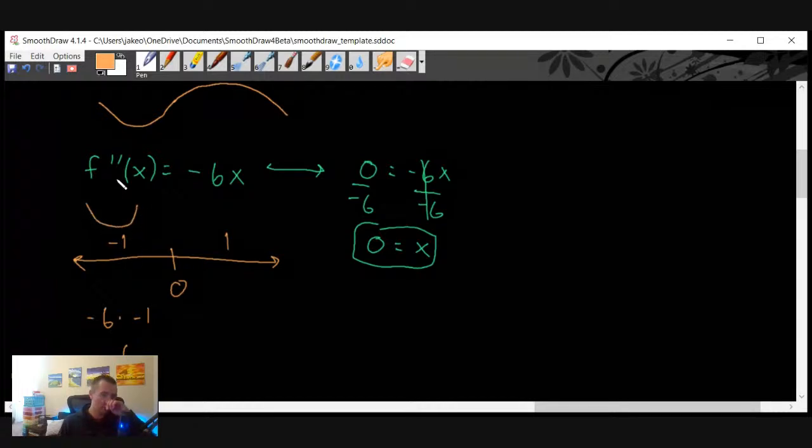Remember, our second derivative always tells us about concavity, whereas our first derivative always tells us about the slope of our original function. Okay. And then if we plug in x equals 1 here, we get -6 times +1, which is -6, a negative number. So that means our function is concave down here.